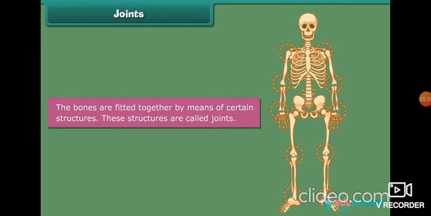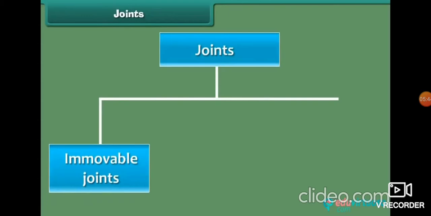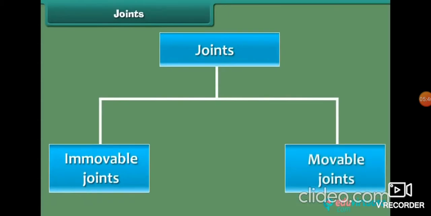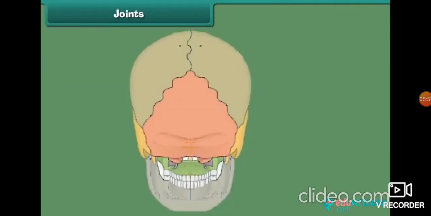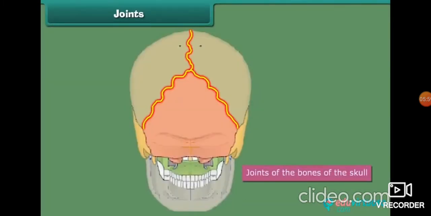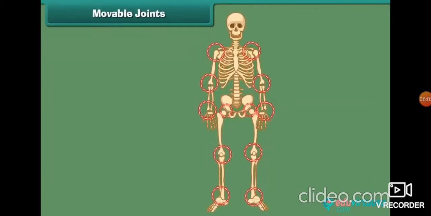The bones are fitted together by means of certain structures. These structures are known as joints. So what is a joint? Any place where two bones meet together is a joint. There are different types on the basis of their functions: immovable joints and movable joints. Immovable joints are the joints which do not move, which are fixed. For example, the joints of the bones in the upper part of the skull are immovable.